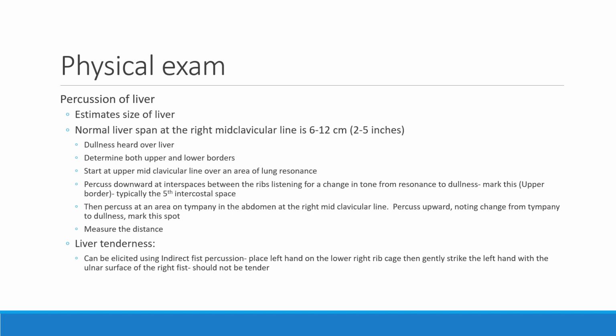Liver tenderness can be elicited using indirect fist percussion, placing the left hand on the lower right rib cage and then gently striking the left hand with the ulnar surface of the right fist. The liver should not be tender. This has a sensitivity for diagnosing hepatobiliary infection of 60% and a specificity of 85%.